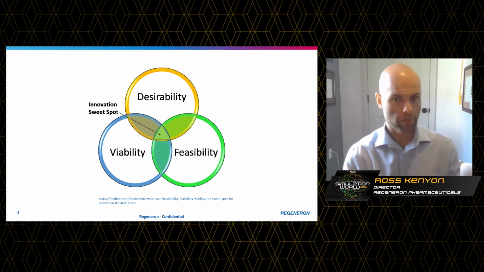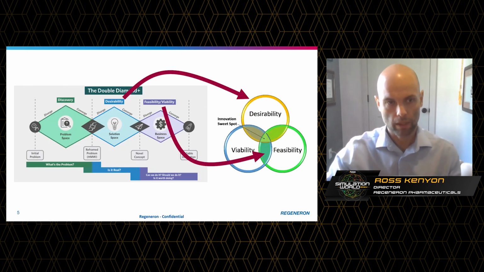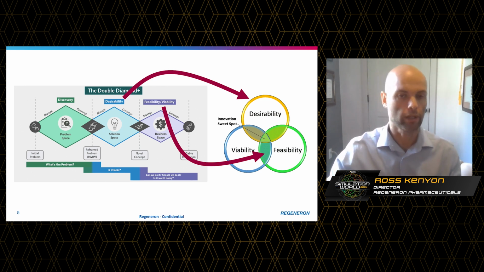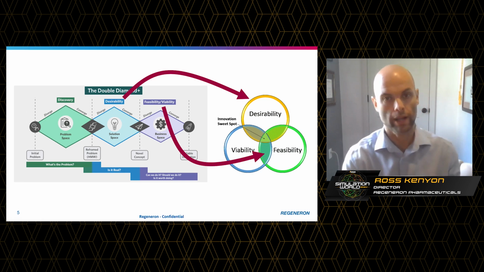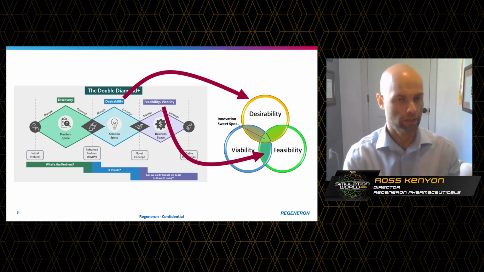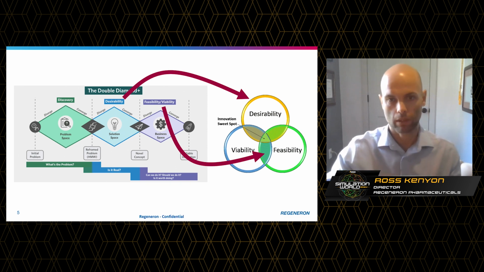So if we're faced with a spectrum of possibilities where we could apply our resources, this simplified framework is a great way to filter ideas. And interestingly, it actually maps directly back to the double diamond plus framework. Desirability, of course, fits directly within the solution space, and then feasibility and viability addressing the business space.